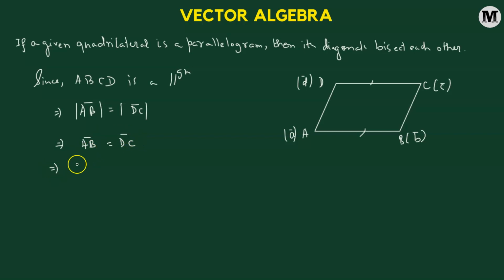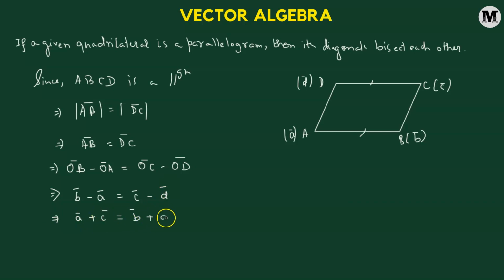Now in terms of the position vectors, AB vector can be expressed as OB vector minus OA vector, and DC vector can be expressed as OC vector minus OD vector. Now this will be equal to, what is our OB vector? OB vector is going to be B vector, so B vector minus A vector will be equal to OC vector, so C vector minus D vector. Now we can rearrange the terms to get A vector plus C vector equals B vector plus D vector. Now we're going to divide both sides by 2. So we have A vector plus C vector, whole divided by 2.